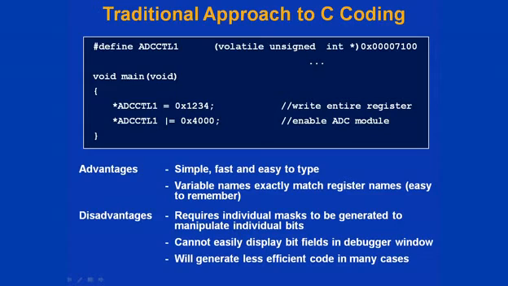In the traditional approach to C coding, we used a #define to assign the address of the register and referenced it with a pointer. The first line of code on this slide, we are writing to the entire register with a 16-bit value. The second line, we are ORing a bit field. The advantages: simple, fast, and easy to type. The variable names can exactly match the register names, so it's easy to remember.